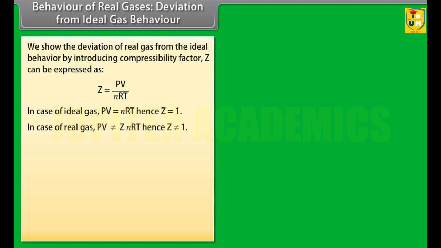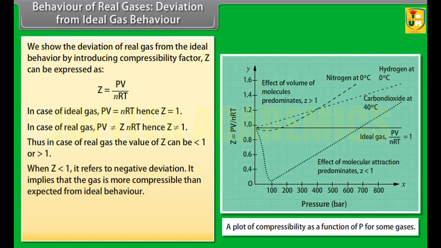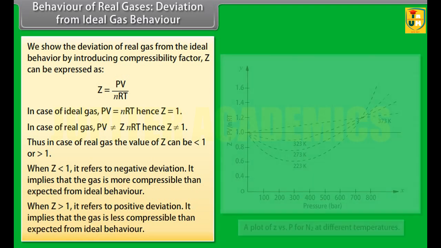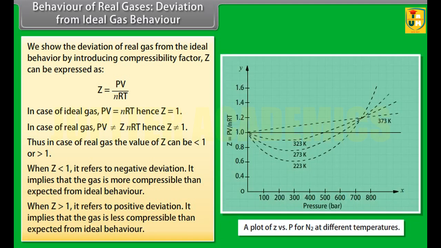In case of a real gas, PV ≠ nRT. Hence, Z ≠ 1. Thus, in the case of a real gas, the value of Z can be less than 1 or greater than 1. When Z is less than 1, it refers to negative deviation. It implies that the gas is more compressible than expected from ideal behavior. When Z is greater than 1, it refers to positive deviation. It implies that the gas is less compressible than expected from ideal behavior.